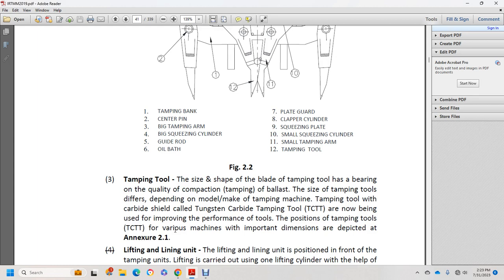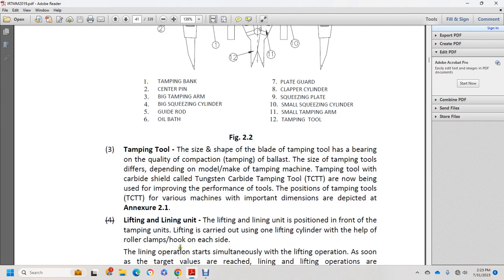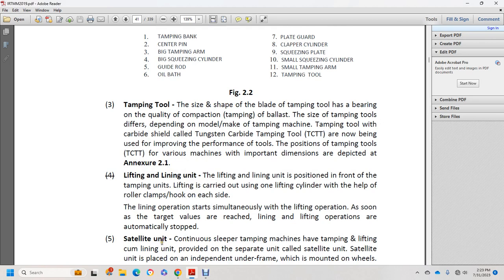The important details are depicted in the annexure, Figure 2-1. Lifting and lining unit: the lifting and lining unit is positioned in front of the tamping unit. Lifting is carried out using a lifting string with the help of roller clamps with a hook on each side. The lining operation starts simultaneously. When the lifting operation reaches the target value, lining and lifting are automatically stopped.